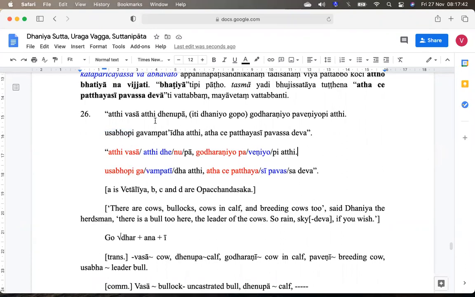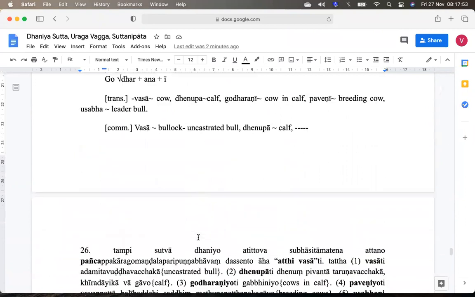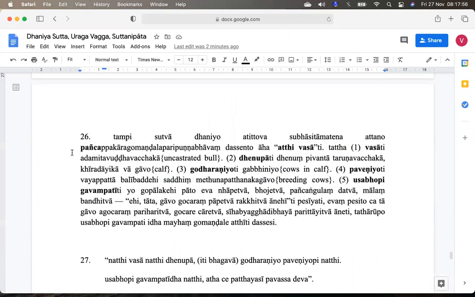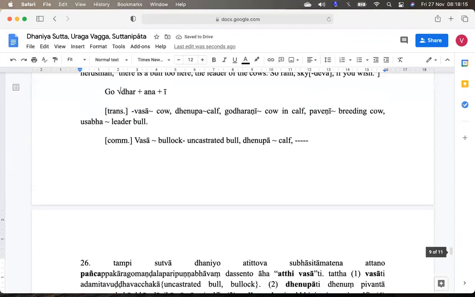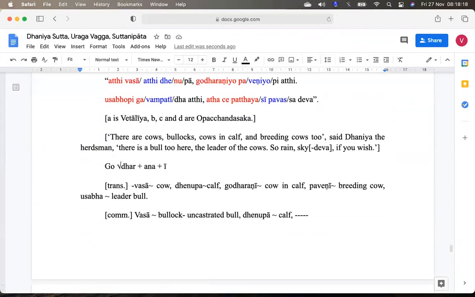So about the wasa, in the translation and even in the PTS dictionary it counts as cow, but according to the commentator, it refers to adamita voda vachaka, uncastrated bull, bullock. So that is the difference between them. Later we can see which one is more acceptable.